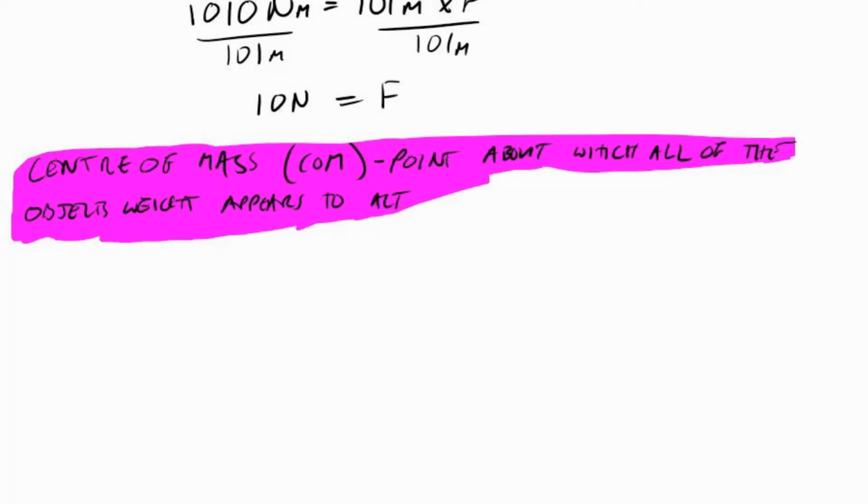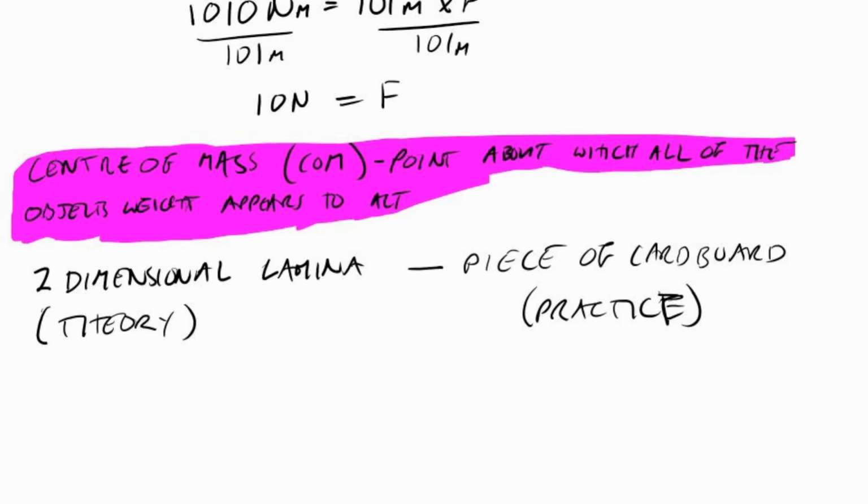But when you're dealing with an object that's only two-dimensional, or at least close enough to it, for example, a piece of cardboard, you can find the centre of mass of that piece of cardboard. And the way they tend to refer to that is they don't call it a piece of cardboard too often. They'll say something like two-dimensional lamina. So they refer to it as a two-dimensional lamina, and that's just the theoretical description of it. In reality, you're going to be dealing with a piece of cardboard in situations where it tends to come up.